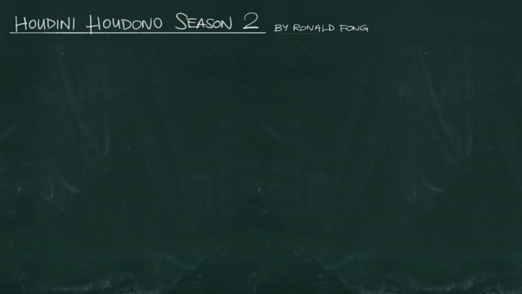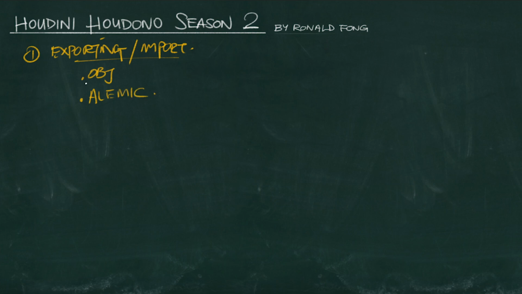Okay, so let's discuss in detail what the plan is. First, exporting and importing geometries, right? So the legacy way of exporting and importing is .obj files. This is a very common one. And the other very common one is Alembic files, which tends to hold a little bit more information than OBJs.